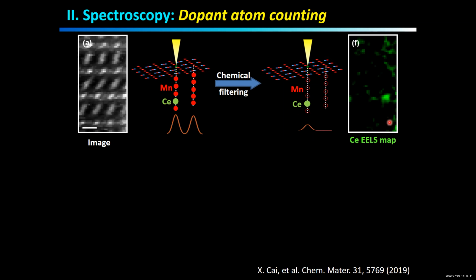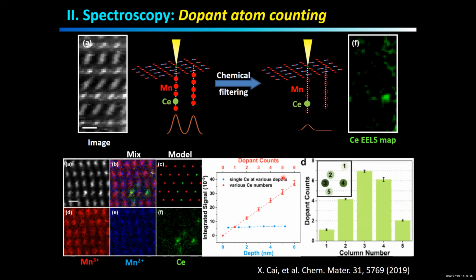On the other hand, even though we can reliably detect the position of the dopants, we still don't know whether there are 1 or 2 or 3 cerium dopants at this position. So to address this issue, we have performed the dedicated EELS simulation, which shows that the intensity of the EELS signal should be linearly proportional to the number of dopants along the column. So this means by quantitatively measuring the EELS intensity from this map, we can do the dopant counting column by column, which will give us more complete information about the dopant distribution.